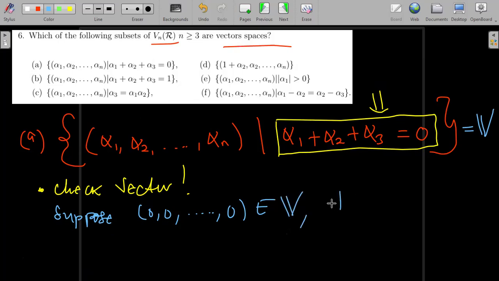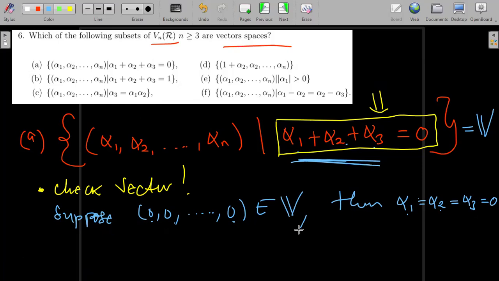Okay, suppose the 0 vector was a part of this. Then what does it mean? If the 0 vector is a part of this, then it means alpha 1 is 0, alpha 2 is 0, and wherever we are ending, which is alpha 3, is also 0. So here I'm going to say alpha 1 is equal to alpha 2, which is equal to alpha 3, which is equal to what? To 0.